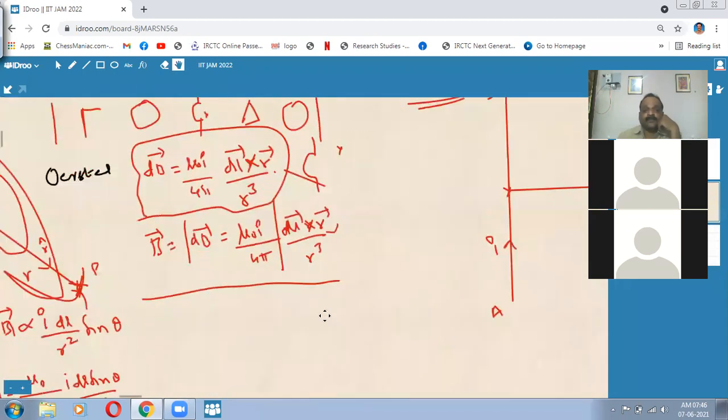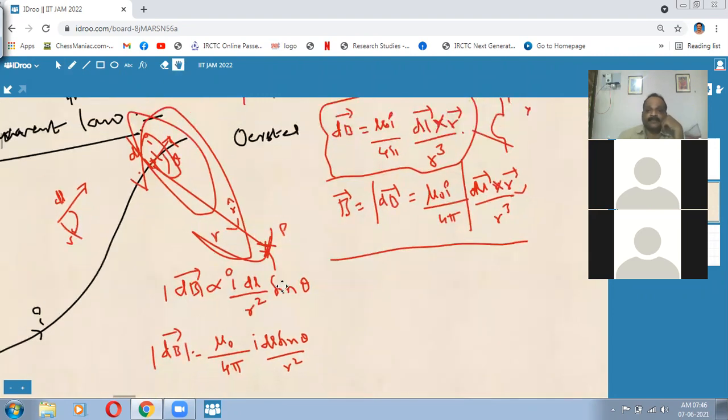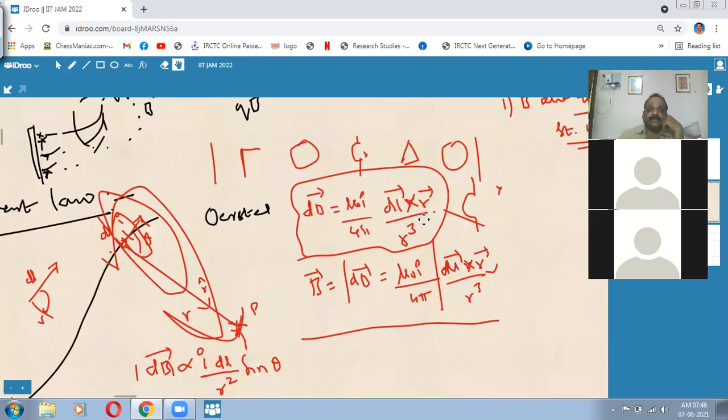And one more thing, because of the sine theta factor, remember, whenever dl and r are in the same direction, the magnetic field will be 0. dl bar cross r bar. If dl and r are in the same direction, means if the wire is like this and you want to find the magnetic field here, dl also is like this, r is also like this, so the field will be 0.